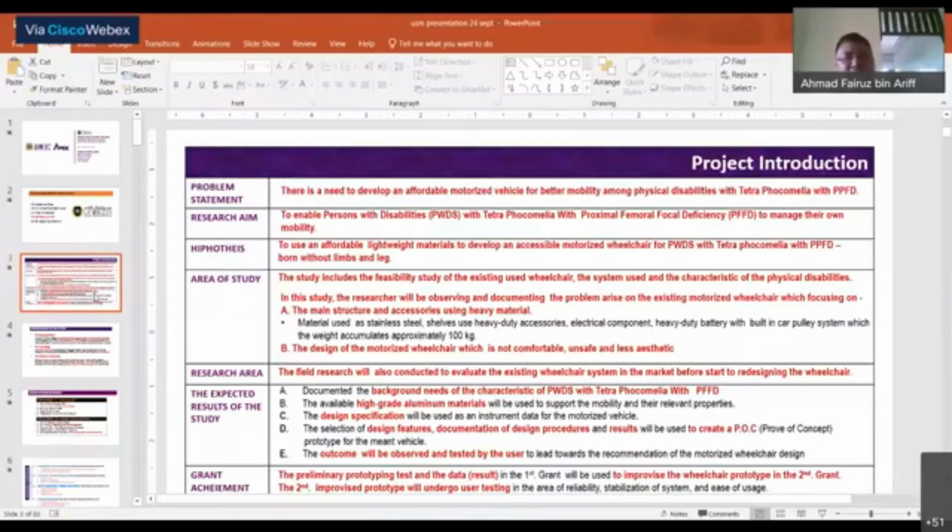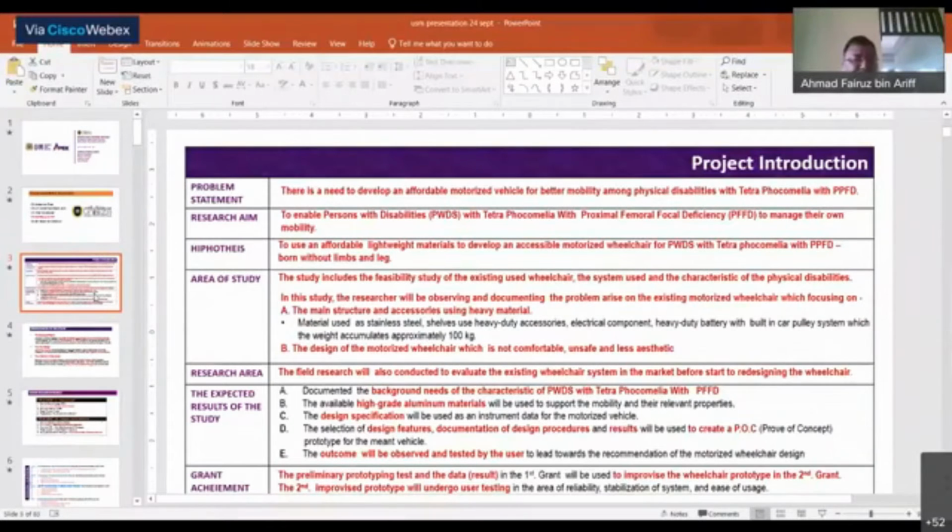The area of study. The study includes a feasibility study of existing wheelchairs, the system used, and the characteristics of the physical disabilities. The researcher will be overseeing and documenting the problems arising on existing motorized wheelchairs, focusing on two areas. The first is the main structure itself. Number two is the design of the motorized wheelchair, which is not comfortable, unsafe, and less aesthetic.